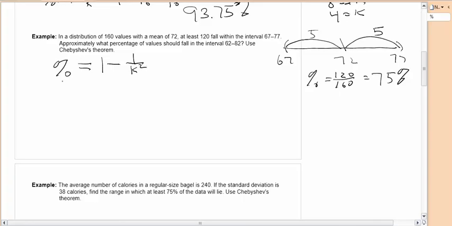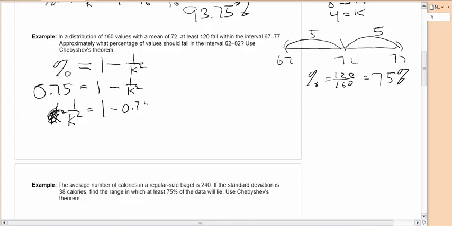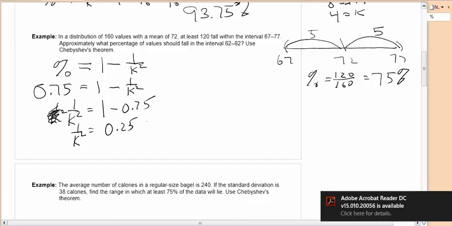Okay. Well, that's 0.75 is equal to 1 minus 1 over k squared. Solving for k squared, we get 1 over k squared. It's 1 minus 0.75. So 1 over k squared is equal to 0.25. You can do the math, you've had algebra. So therefore, k squared is 4. So k is equal to 2. Show yourself that k is equal to 2.